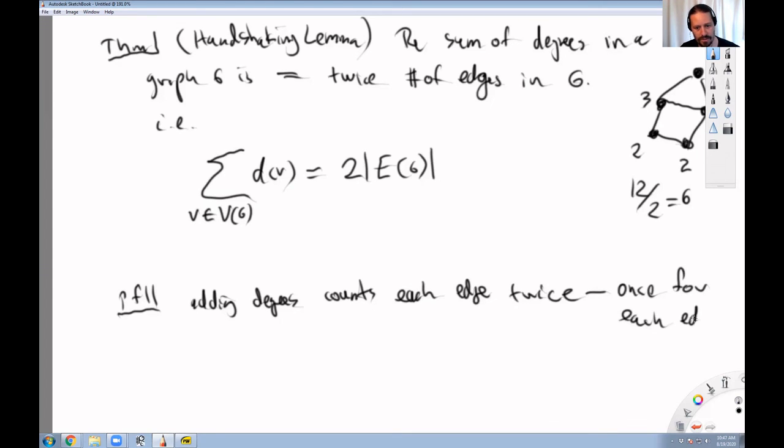Each end. Oops. End vertex, we'll call it. Sometimes the 2 vertices in an edge, we call them the end vertices, although there's no vertices but end vertices, but anyway, we use that term there. Okay, so that's the first proof.